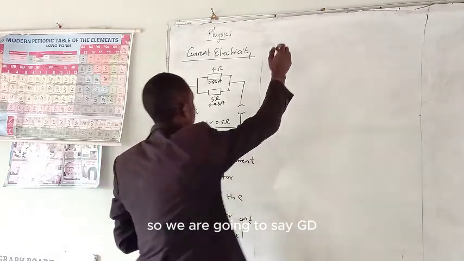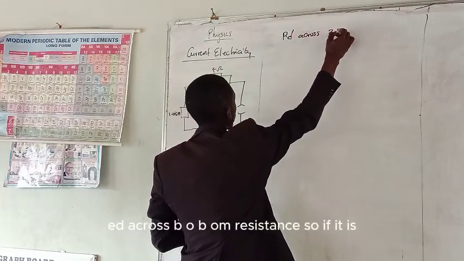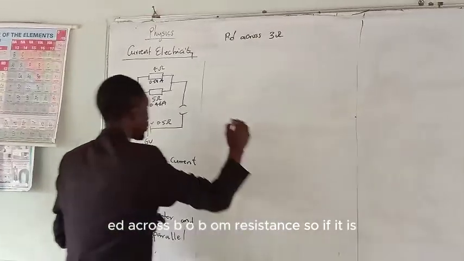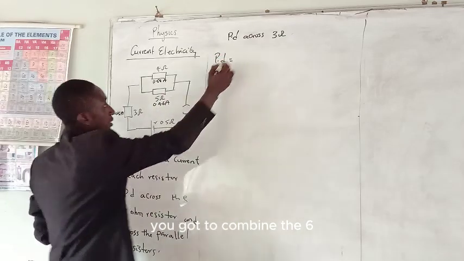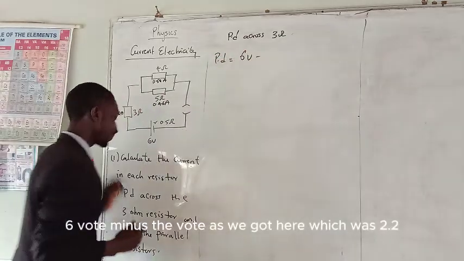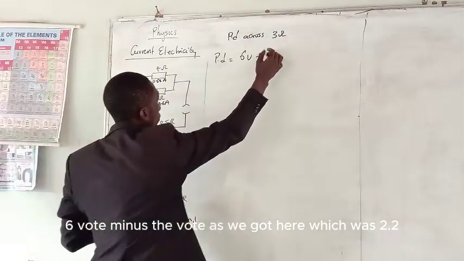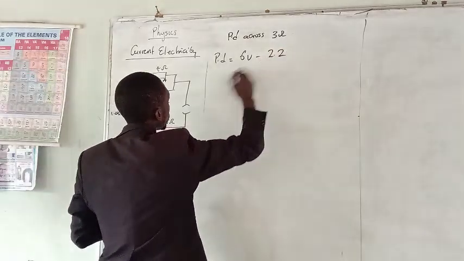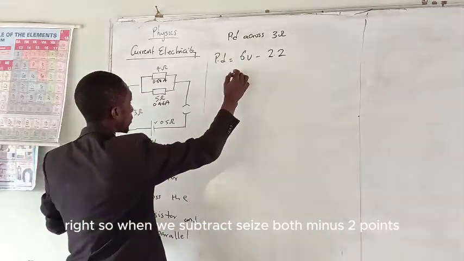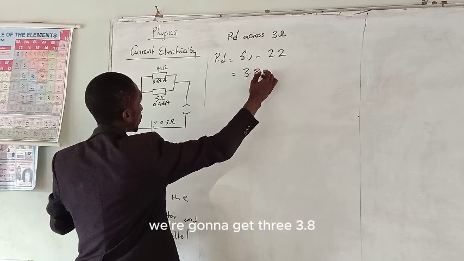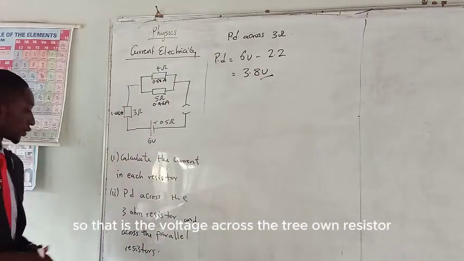So we are going to say the PD across the 3 ohm resistor is equal to the combined V, 6 volts, minus the voltage we got here, which was 2.2. So when we subtract 6 volts minus 2.2, we get 3.8 volts. So that is the voltage across the 3 ohm resistor.